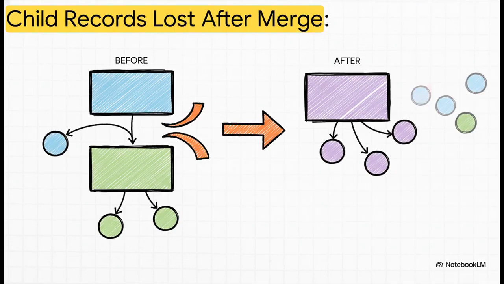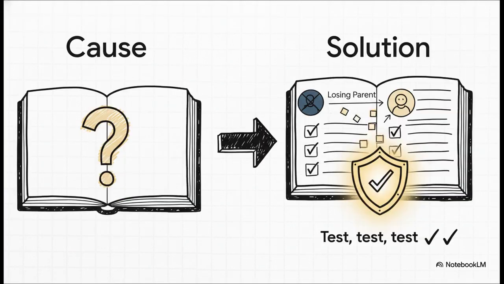And finally, the scariest one of all. You merge 2 customer records, and suddenly a whole set of valuable addresses or phone numbers just vanishes. They're gone. This is exactly how you lose the trust of your business users. The cause here is usually just a lack of foresight. The merge and survivorship rules for these child objects were either configured incorrectly, or worse, they weren't configured at all. So the solution is diligence. You have to explicitly define your child survivorship rules. And then you have to test and test and test again. Test every possible merge scenario before you ever think about going live.